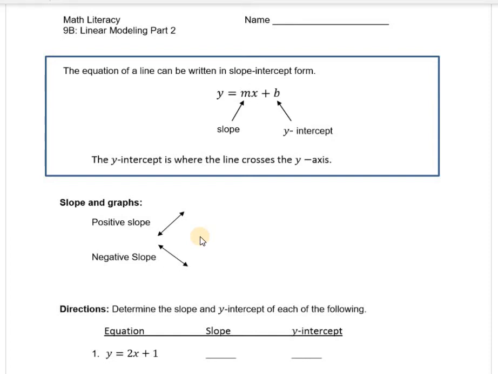Okay, in this video we're going to be looking at some more linear modeling, and we're going to start off by looking at the equation of a line written in slope-intercept form, y equals mx plus b, where m is your slope and b is the y-intercept. And recall that the y-intercept is where your line crosses the y-axis. Be sure you know what a positive slope looks like and what a negative slope looks like. These help you double check your work and be sure that you're getting your graph right.